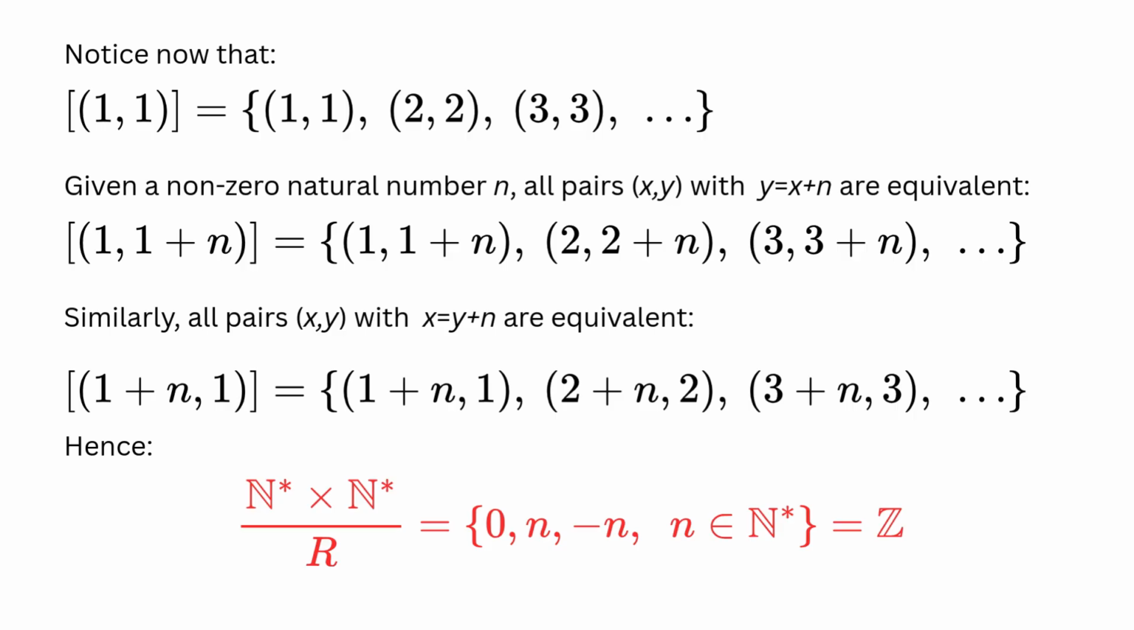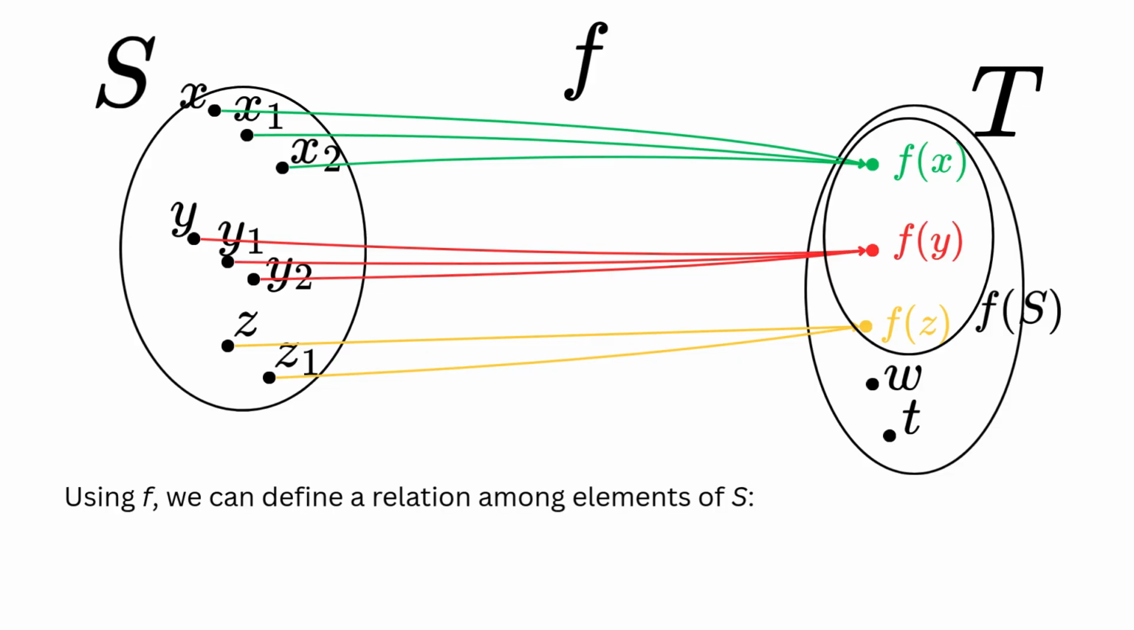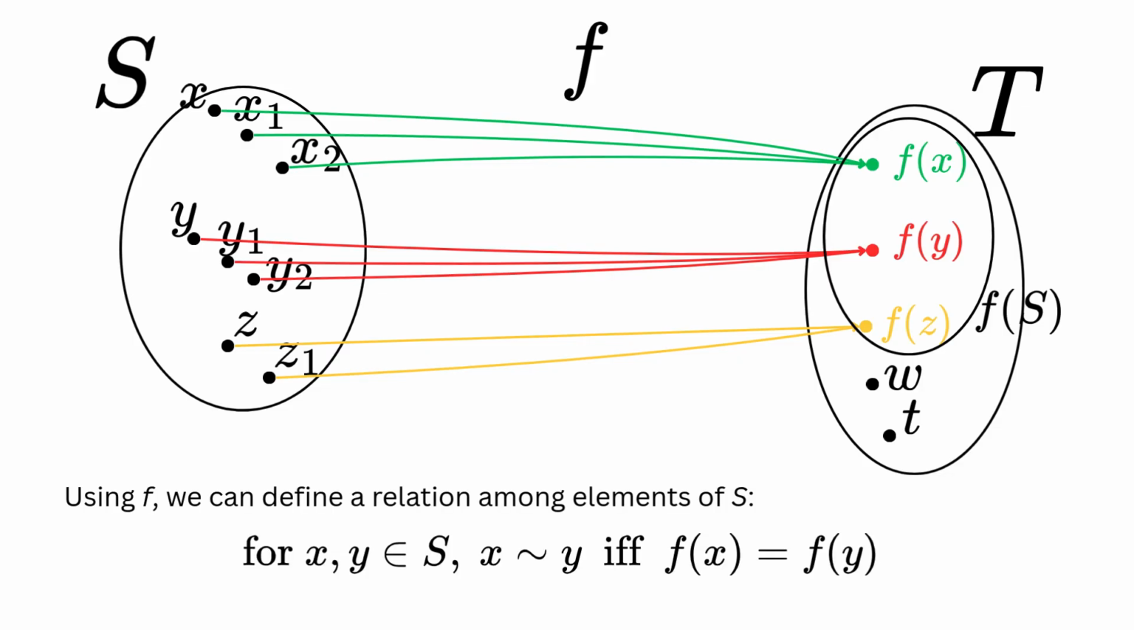Now, let's return to general statements about equivalence relations. Consider a function f from a set S to a set T. I will assume that f is surjective. Otherwise, where necessary, instead of the codomain T, we can use the range f(S). Using f, we can always define a relation among elements of S. The elements x and y of S are related if their images are equal. The relation is reflexive, symmetric, and transitive. Therefore, it is an equivalence relation. An equivalence class consists of all elements of S which are mapped to the same element of T.